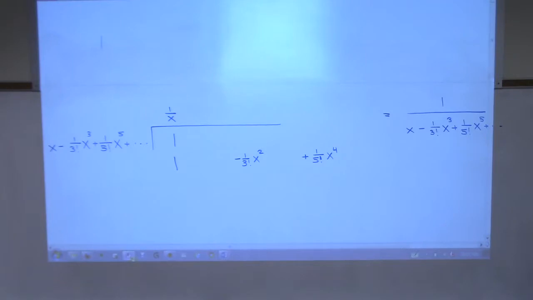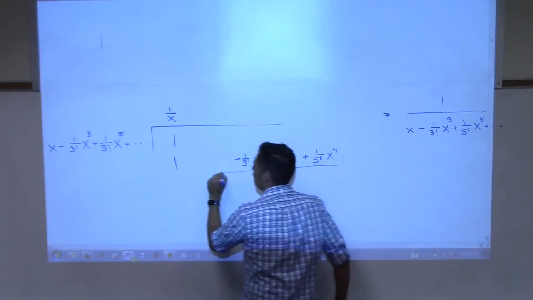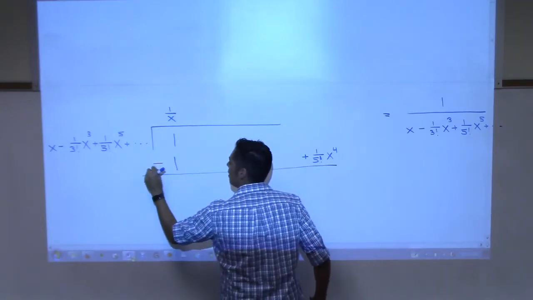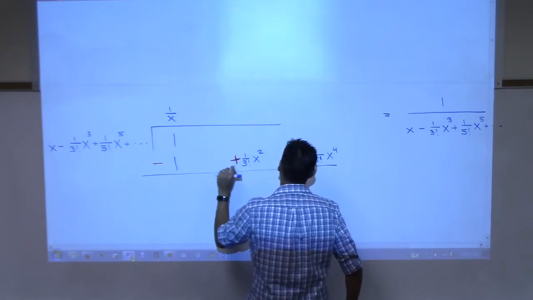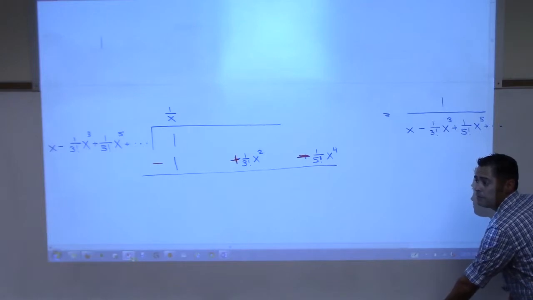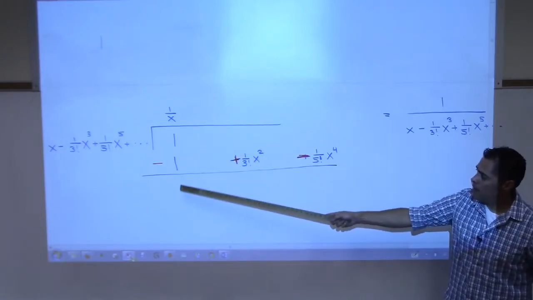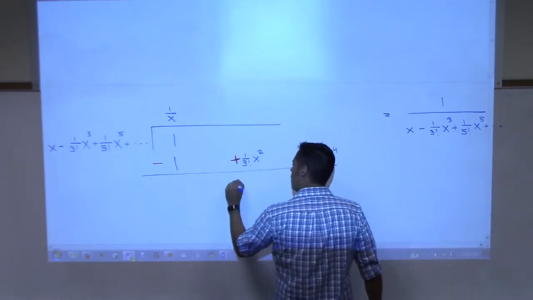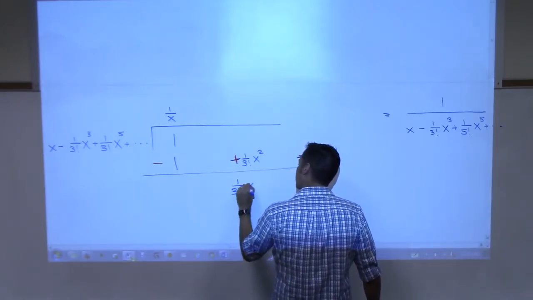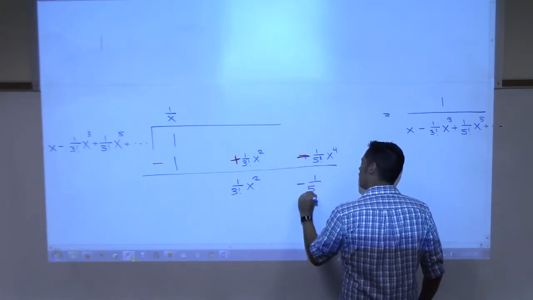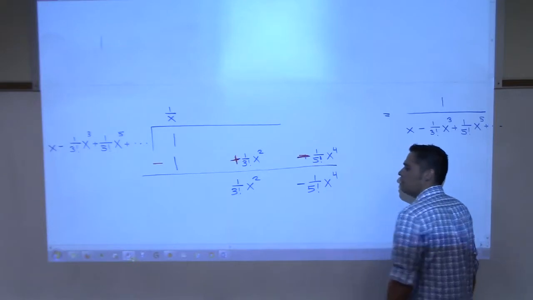Now what do you do with long division? You subtract the rows, so you change the signs on everything. This is going to become minus, this is going to become plus, and this one's going to become a minus. And then you add straight down. So if I add down, I get 0. Add straight down here, I get 1 over 3 factorial x squared. Add down here, I get minus 1 over 5 factorial x to the 4th. Are you all still with me?